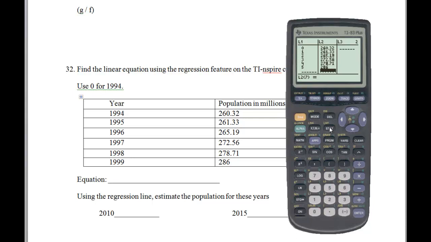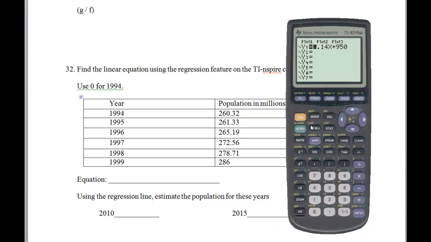And I'll perform my shortcut, stat right 4. And for the newer calculators, you'll have to scroll down to calculate, or you can just hit enter. And that gives me my equation. My equation is going to be y equals 5.37x plus 257.26.